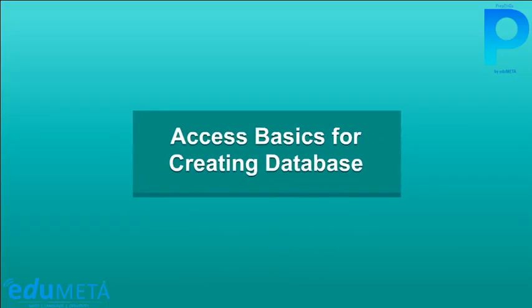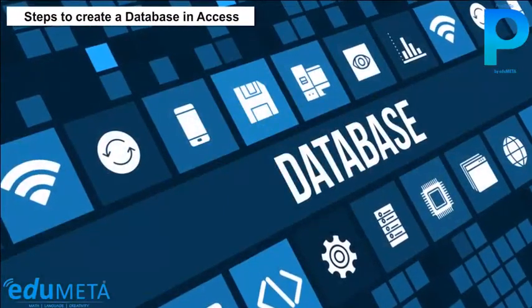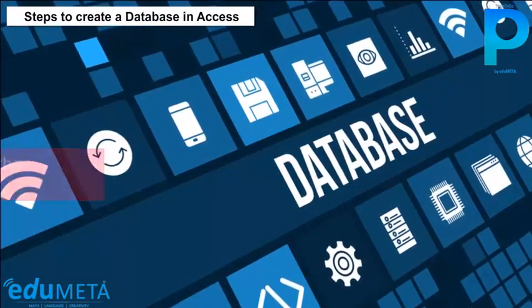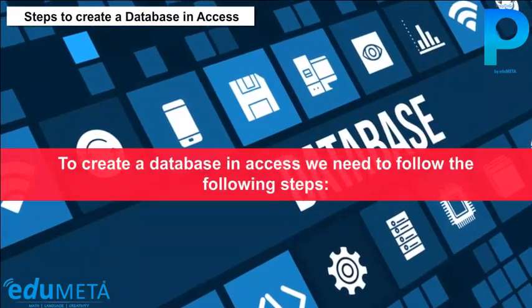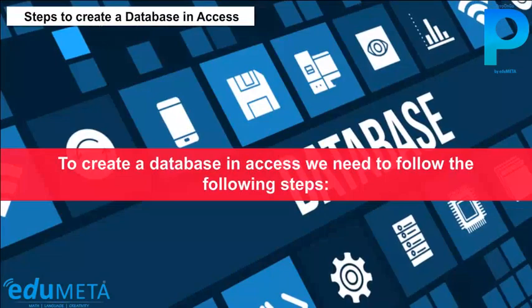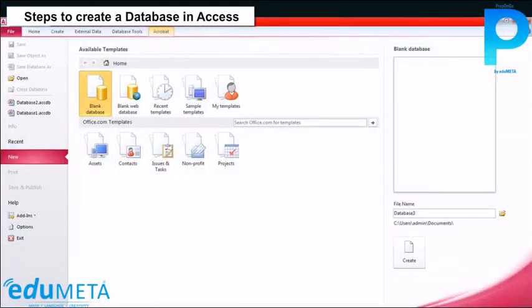Access basics for creating a database. Steps to create a database in Access. To create a database in Access, we need to follow these steps. Open the Microsoft Access program, click on blank database and choose the location and name of the file. Click on the Create button or click on the New button in the File menu.